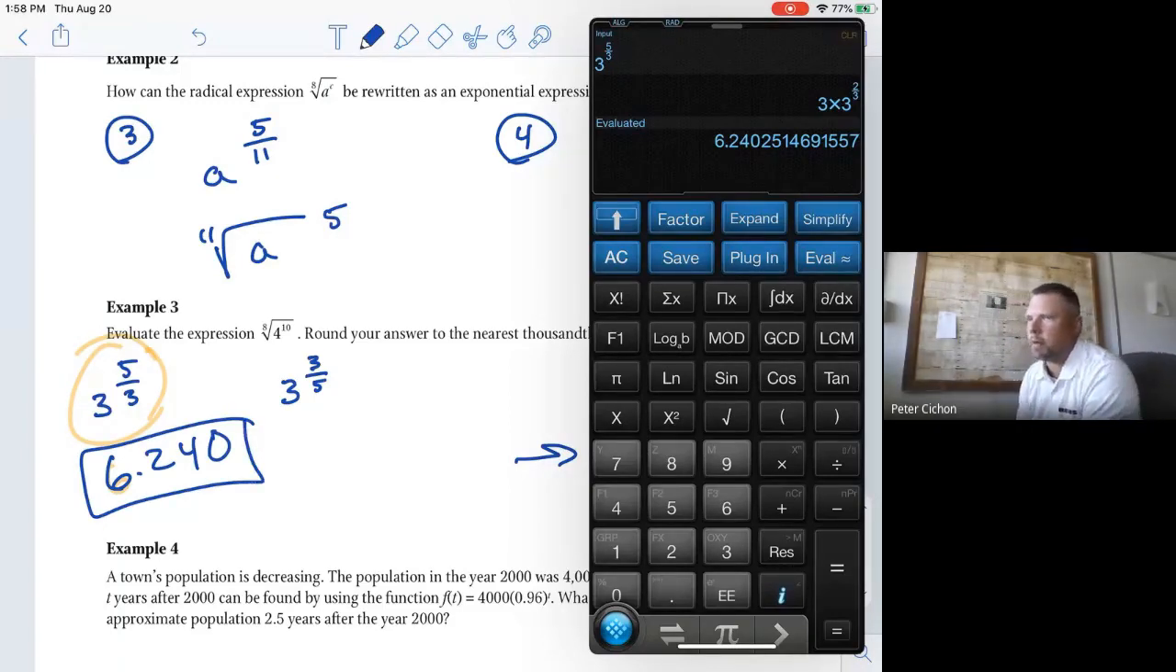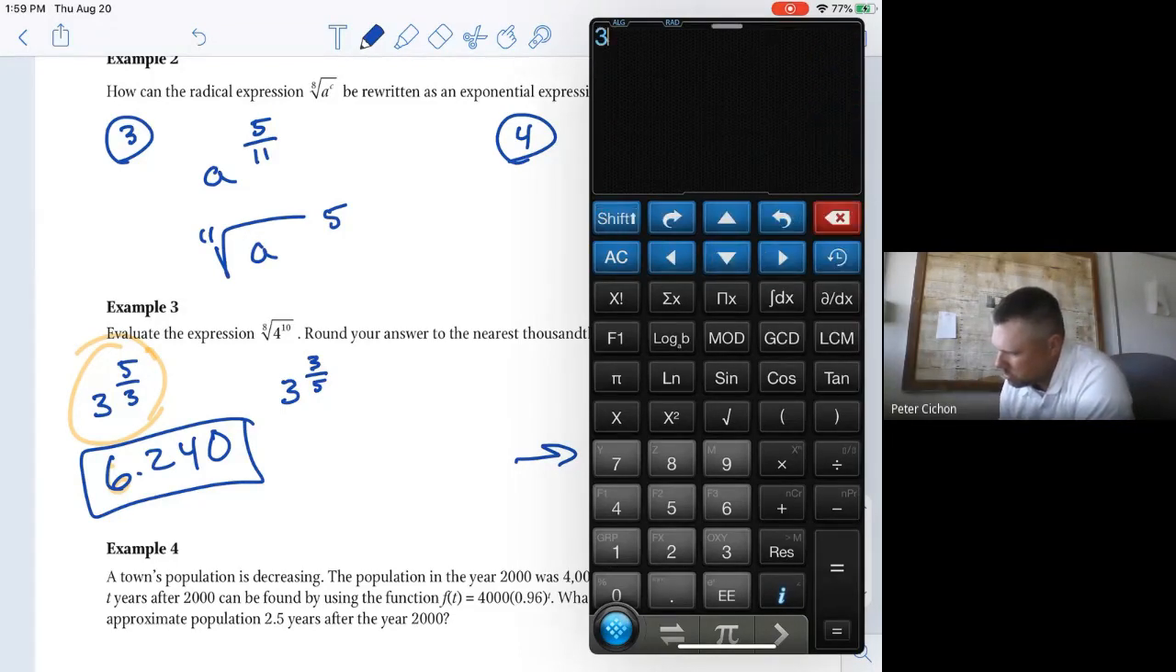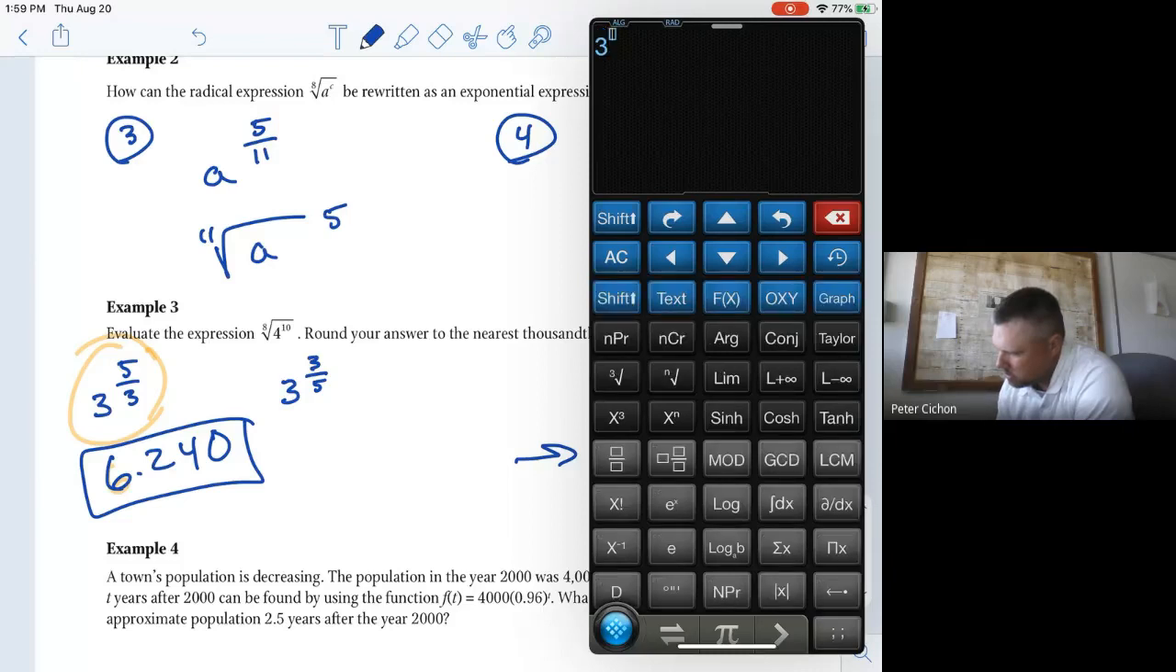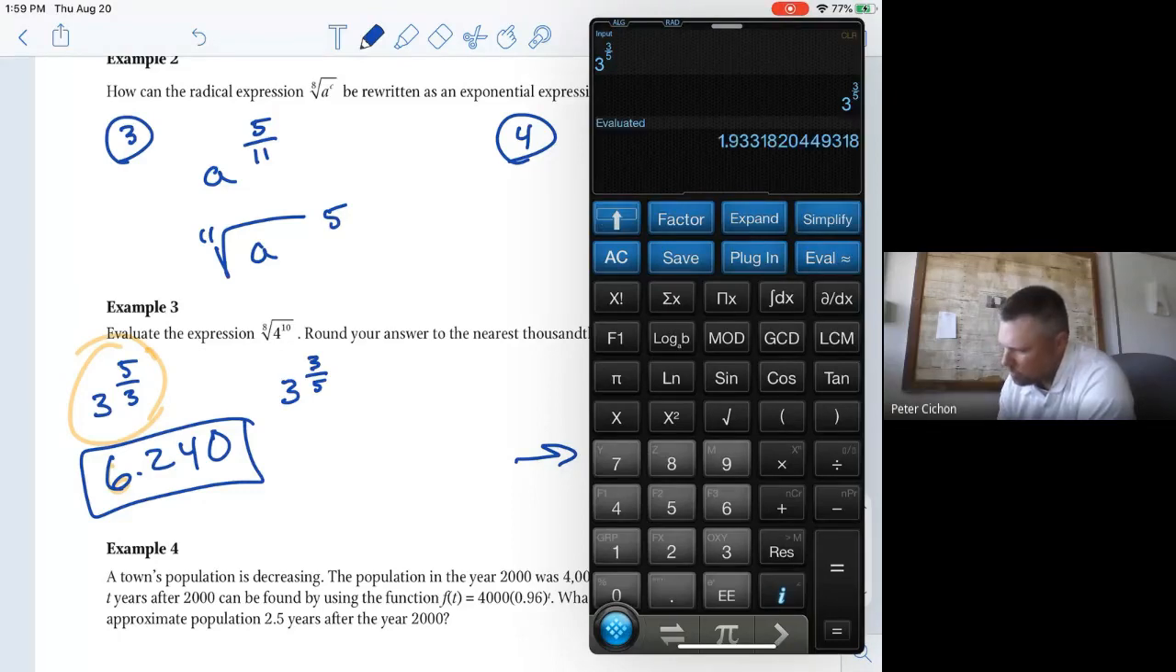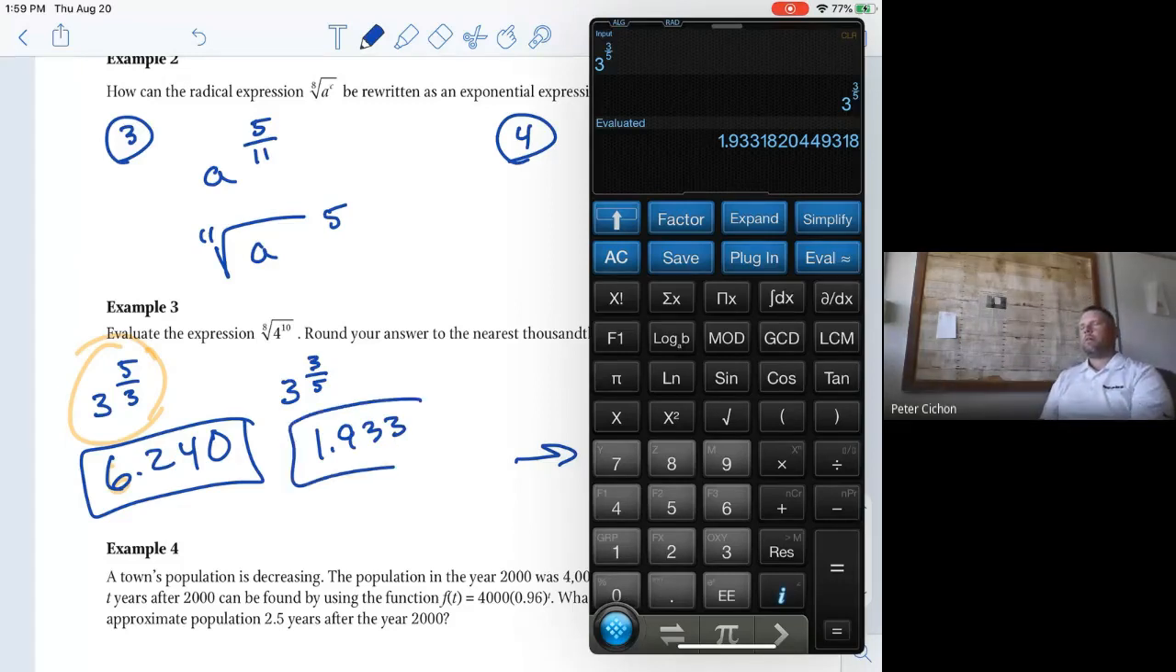But now when we raise 3 to the 3/5, what happens? We make the number smaller. Okay. All right, that's not a coincidence. That's going to happen all the time.